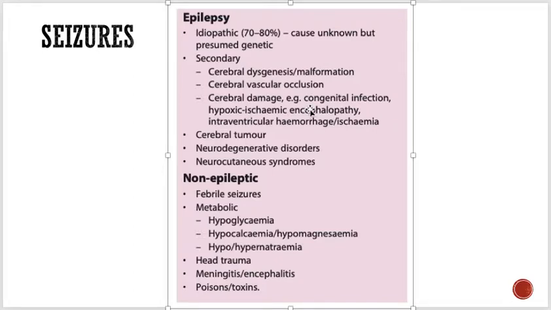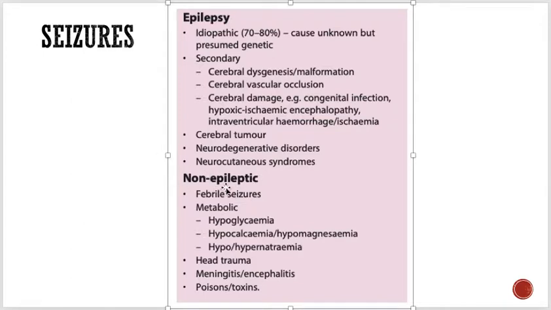From this, I remind you, one of the neurological topics is cerebral palsy as well, which I have already covered in the previous lecture of pediatrics. There could be tumors, there could be neurodegenerative disorders, and there could be neurocutaneous syndromes. I will talk about them at the end of the lecture.